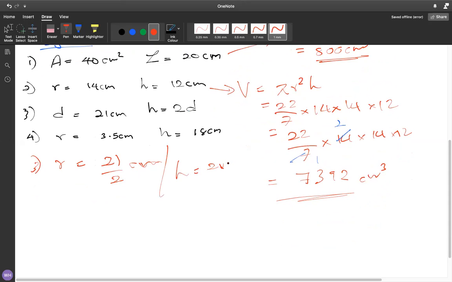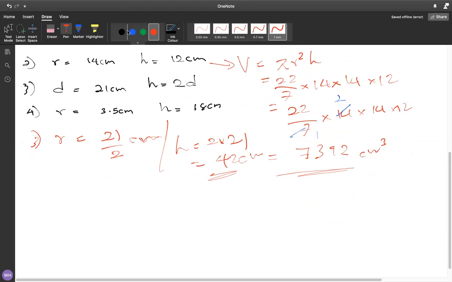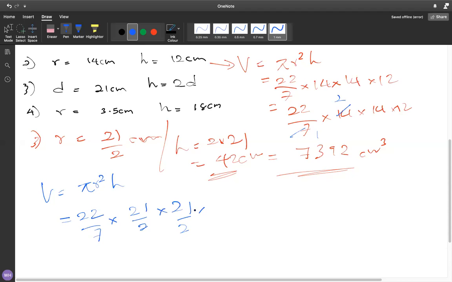2 times the diameter is 21, which is 42 in centimeters. Right, so let's substitute all these values in this equation, where volume will be given by πr²h. So π is 22 upon 7 and radius is 21 upon 2 times 21 upon 2. Don't write it as 10.5, 10.5. Even though you can do that, it doesn't matter, but I would recommend you do it in this manner.